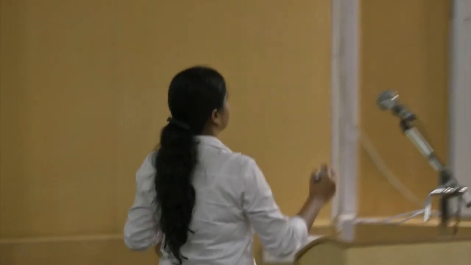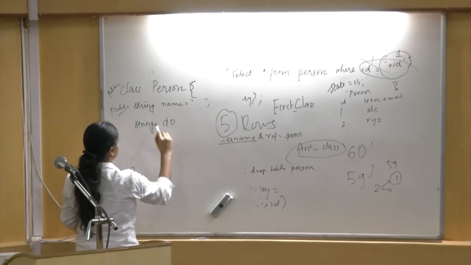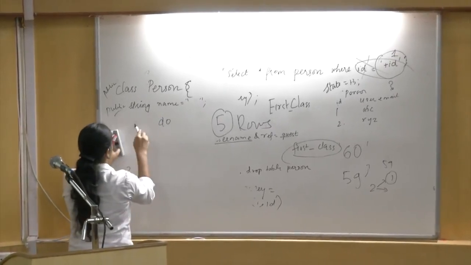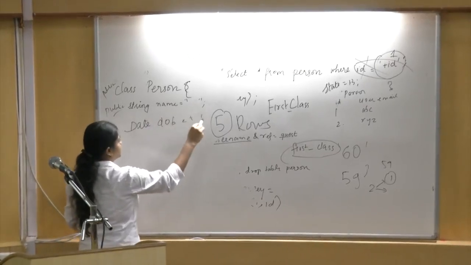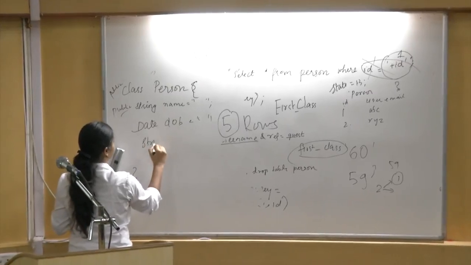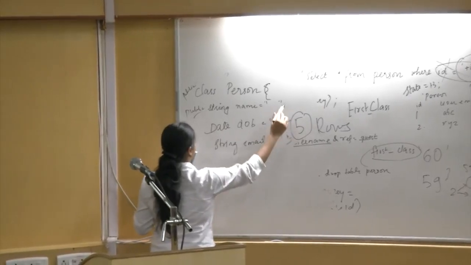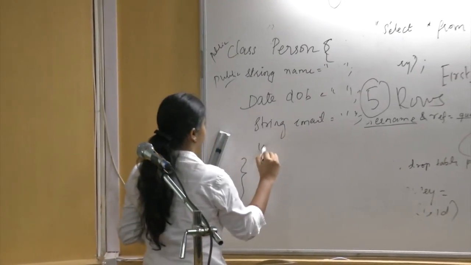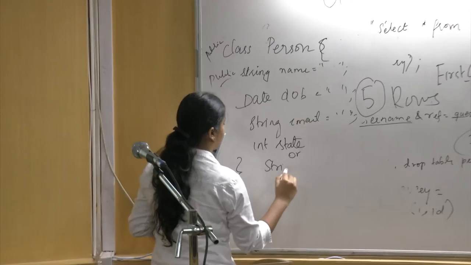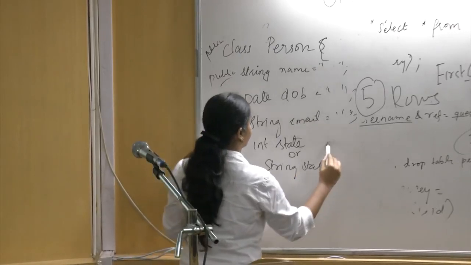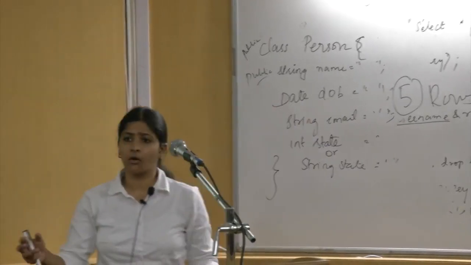Say for example, this person will have a name, a date of birth, an email, and he has a state. This you call a bean class. You define the variables of that object.